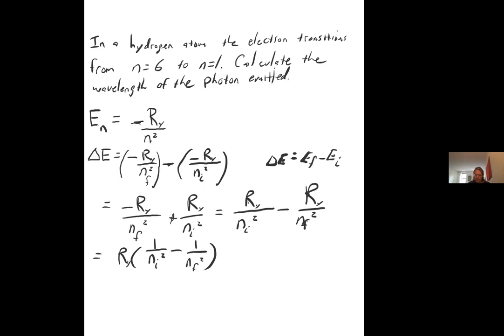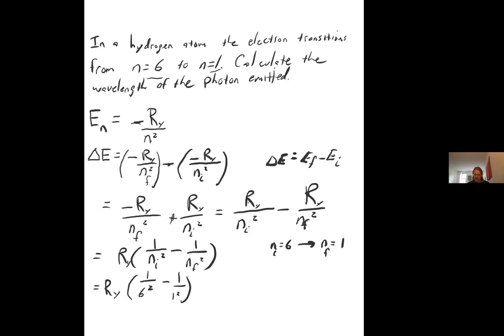So here we go. Suppose we're going to go from 6 to 1, right? So N equals 6 to N equals 1. Where you're coming from is the initial, so this is N initial. And where you're going to is N final. Okay. So now let's go ahead and just put these numbers in. We're going to get R sub Y times 1 over 6 squared, right? N initial is 6, so 1 over 6 squared minus 1 over 1 squared.